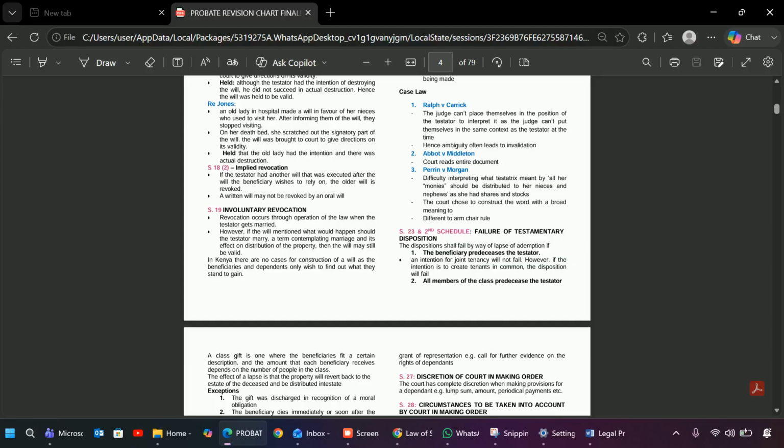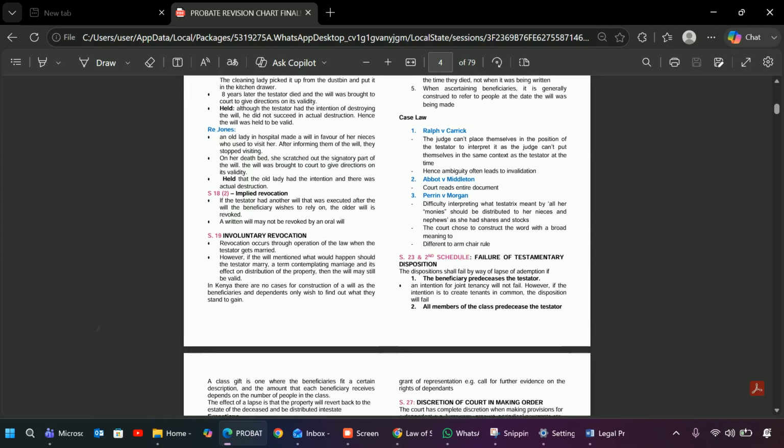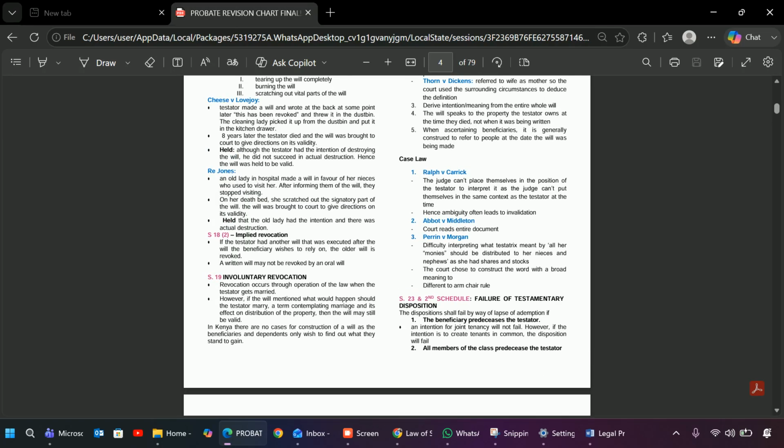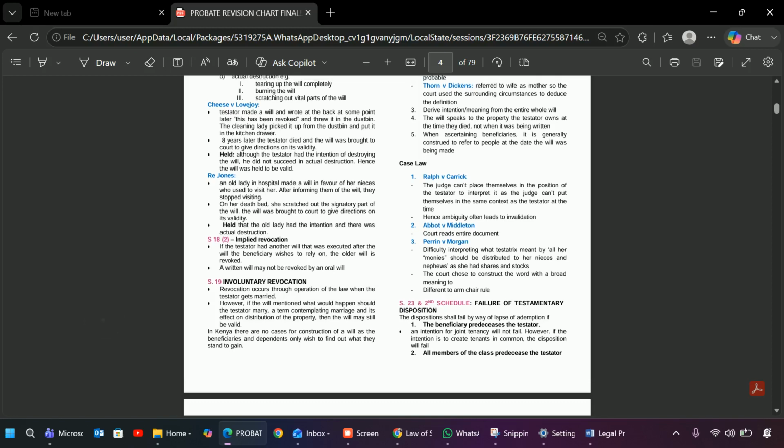In Kenya, there are no cases for construction of a will, as the beneficiary and dependents only wish to find out what they stand to gain. That is subject to further research to confirm the same. So the key takeaway is that we have involuntary revocation by operation of the law. If the will contemplated that I'm going to enter into a marriage, a term contemplating the marriage and its effect on distribution of the property, then the will may still be valid, if I capture that clearly.